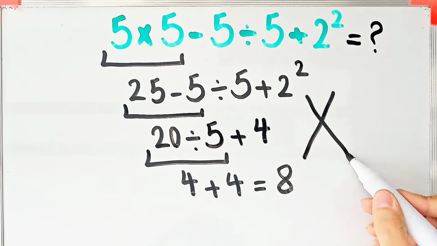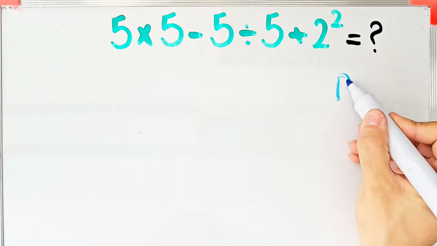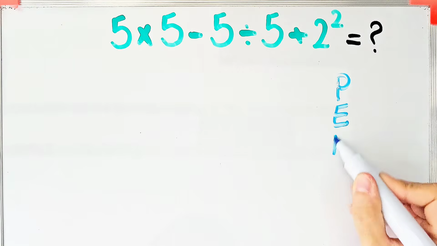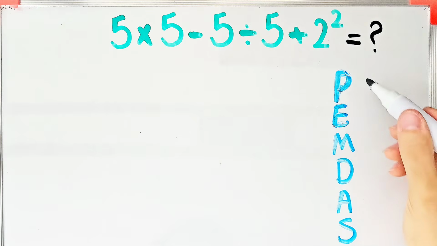Let's solve this question step by step together. To solve this question, we need to follow the order of operations, which is PEMDAS. That shows the priority of the mathematical operations. If you don't pay attention to this rule, you get the wrong answer.